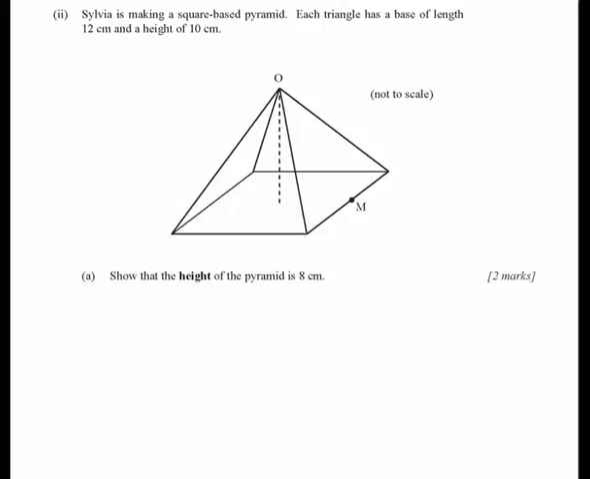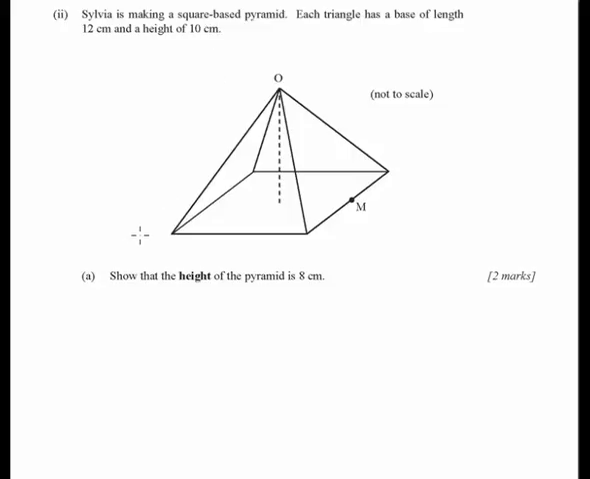So we're now on part 2 of the same question, and now they're asking you to show that the height of the pyramid is 8 centimeters. And first thing though, read: Sylvia's making a square-based pyramid. Each triangle has a base length of 12 centimeters and a height of 10 centimeters.